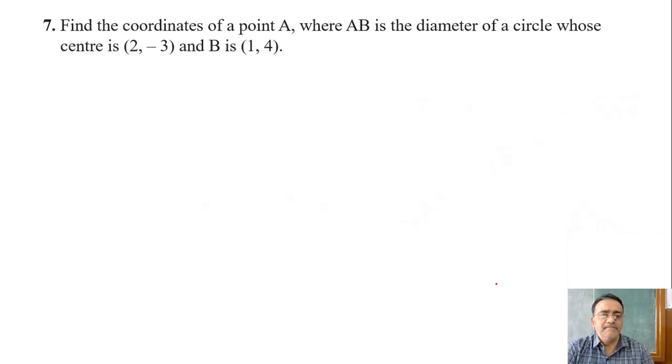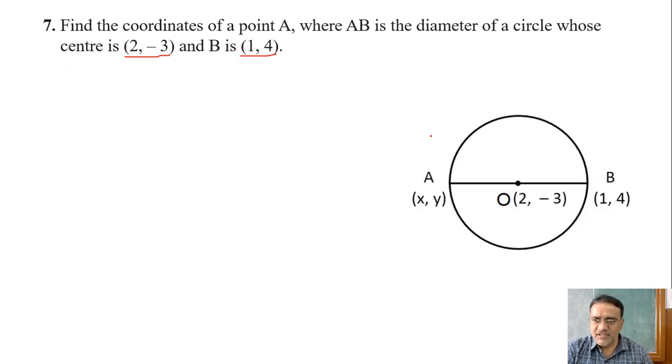Okay, 7th question. Find the coordinates of a point A where AB is the diameter of a circle whose center is (2, -3) and B is (1, 4). So this is the rough diagram. One end point of the diameter is given and the center is given, and the other end point we have to find. So we know that the center is the midpoint of the diameter.